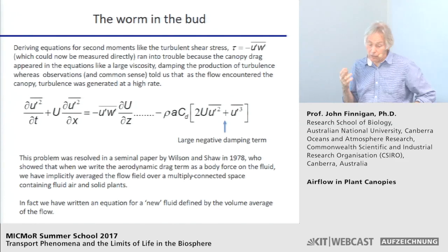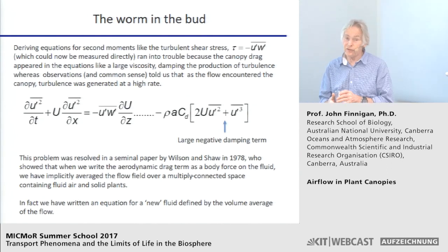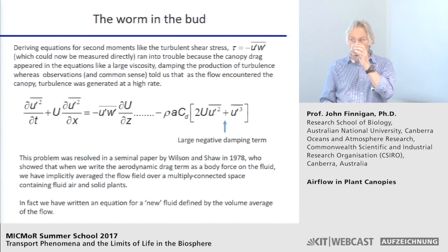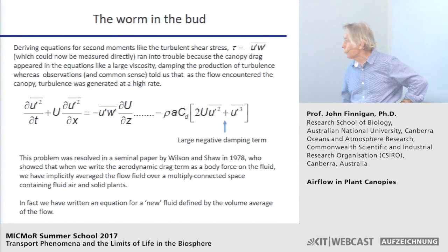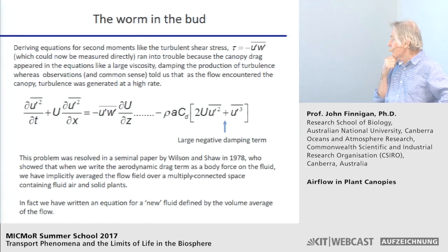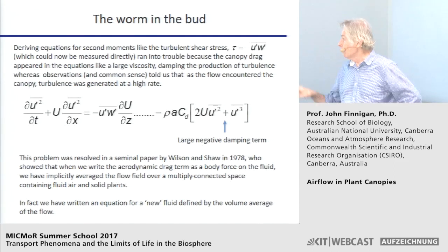And that whole problem was one of these nasty little secrets that was banging along in the background of canopy turbulence and micrometeorology for many years. And it was resolved by a seminal paper by Roger Shaw and student Wilson. There's a very well-known micrometeorologist called John Wilson, and it's not that Wilson.